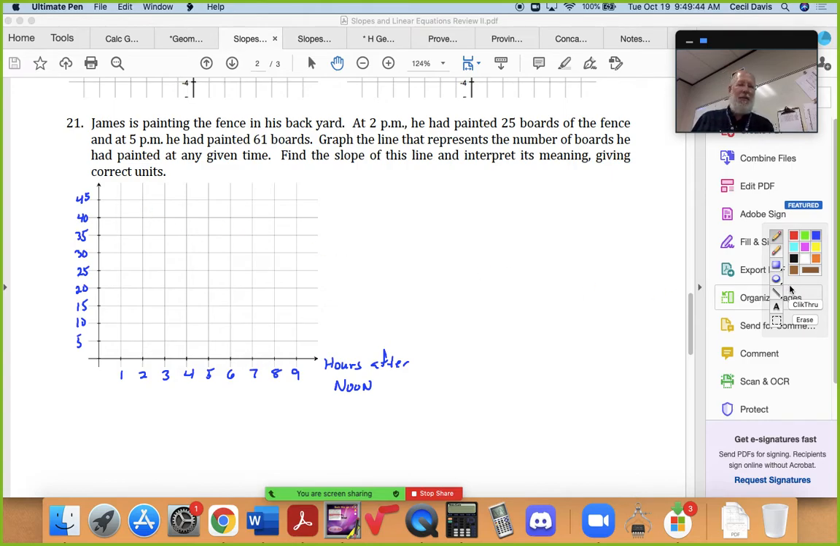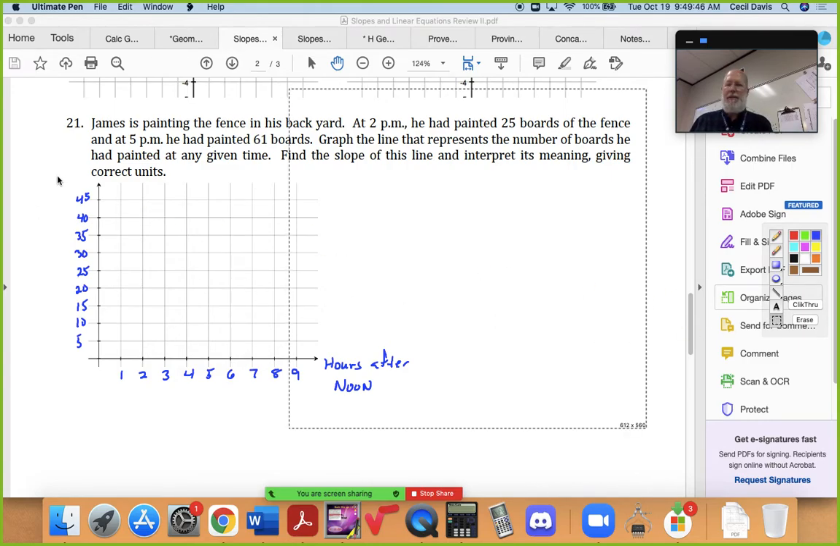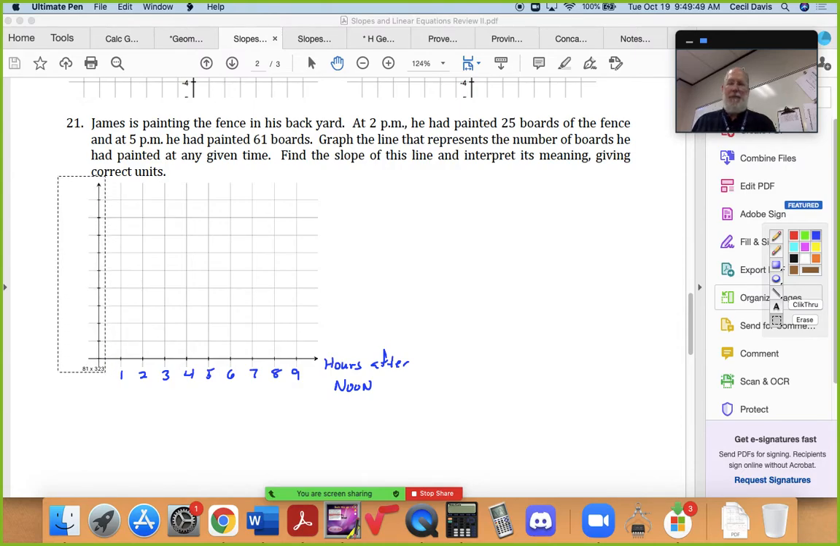It's probably not enough room. Let me go by 10s. It'll fit a lot better, won't it? So this is the number of boards painted. Again, those axes have to be labeled. So at 2 p.m. he had painted 25 boards, so that'll be right between the 20 and the 30. And at 5 p.m. he had painted 61 boards, so just above the 60.